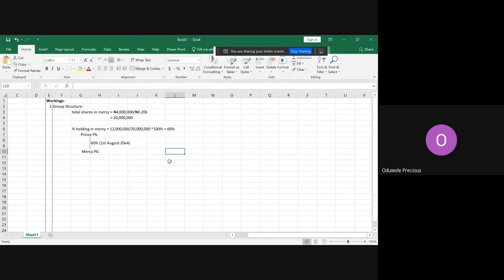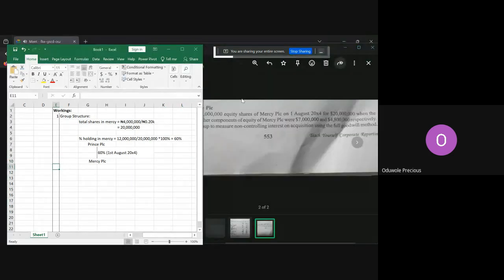Yes, so it should look something like this if you are trying to do it on paper. So that's the first thing we are supposed to do. Okay, so moving on, we have done the group structure. So what's the next thing that we are supposed to do?